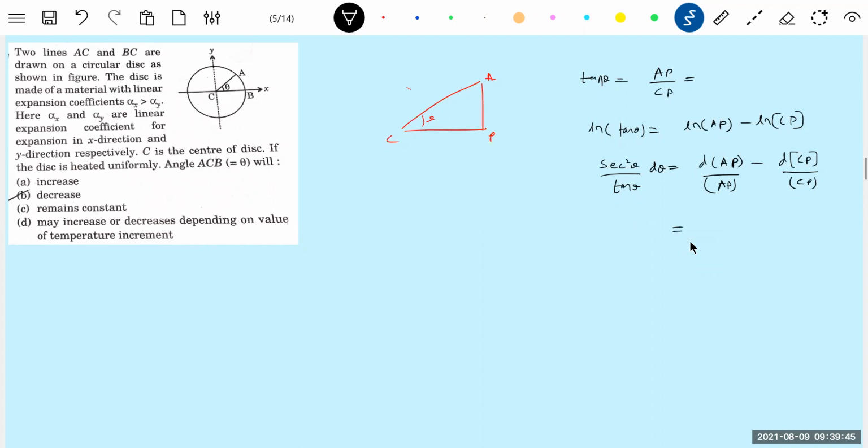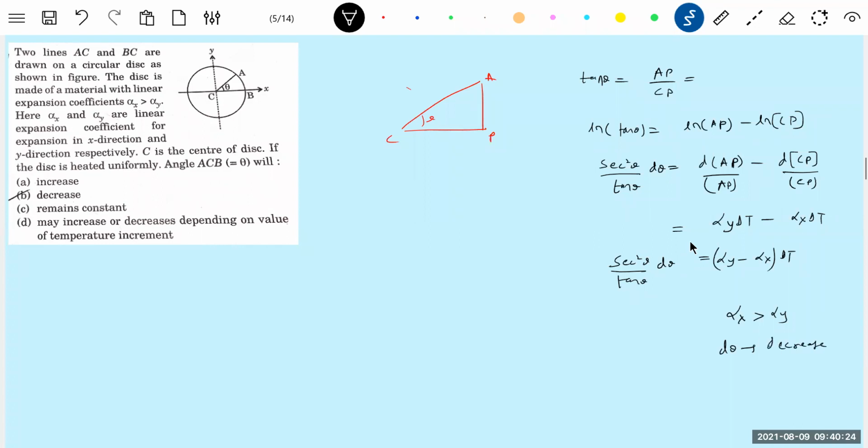AP will give something. Alpha y is AP, no? So alpha y delta t. And what about the CP? CP will give alpha x delta t. So alpha y minus alpha x delta t. Theta is given for us. Theta is some value here. D theta. Oh, look at now. So what is greater? Alpha x greater than alpha y. So therefore d theta will decrease here.